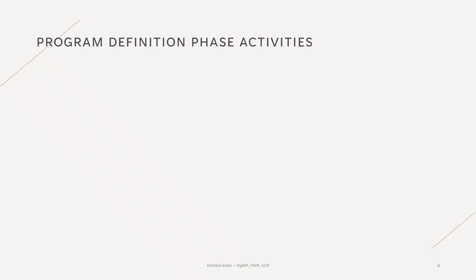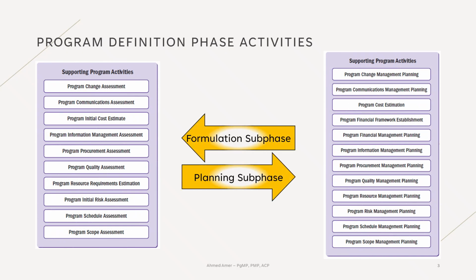Before we start, let's do a quick refresher. The program definition phase is made up of two subphases, the formulation subphase and the planning subphase. In earlier videos, we explored how the formulation subphase helps us answer the big questions. Is this program viable? Is it desirable? And most importantly, is it aligned with the organization's strategy?